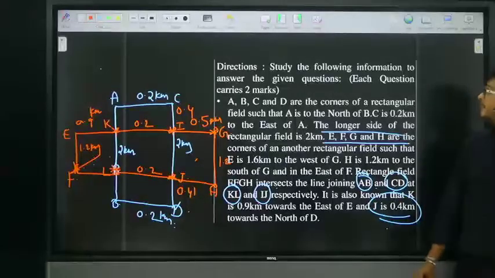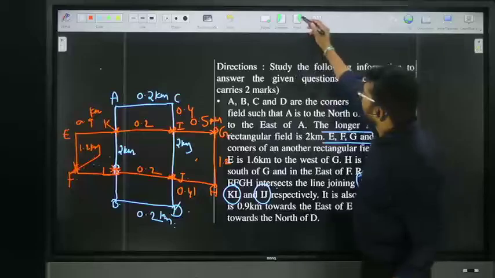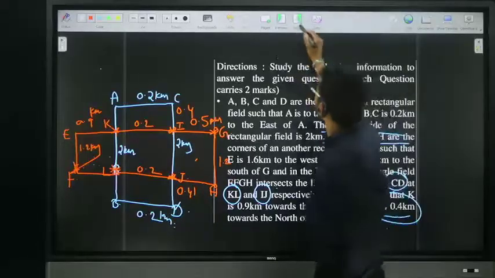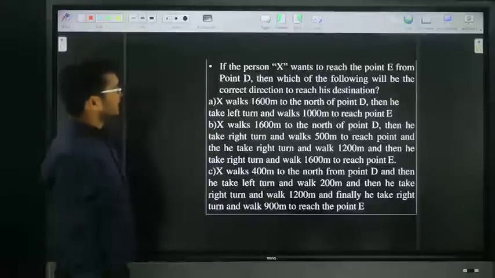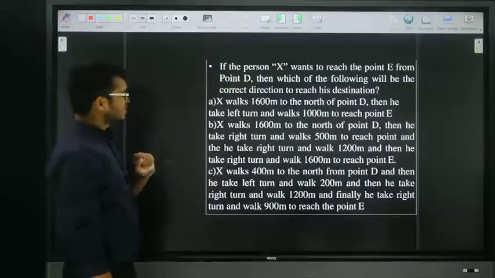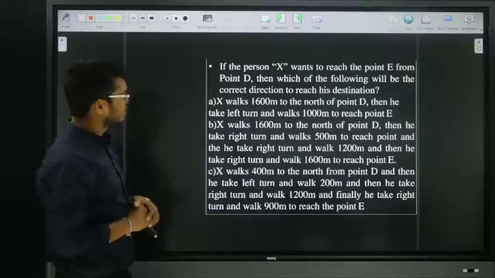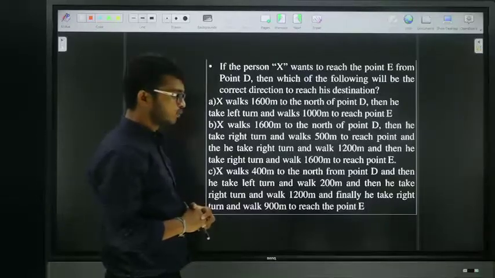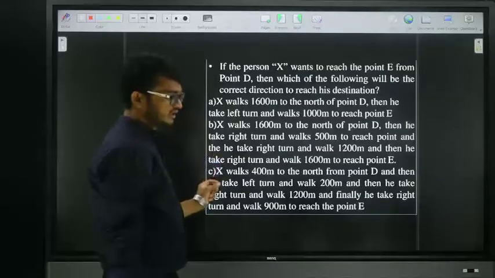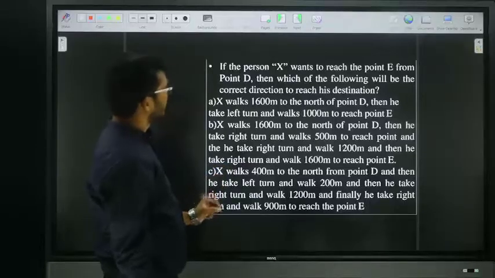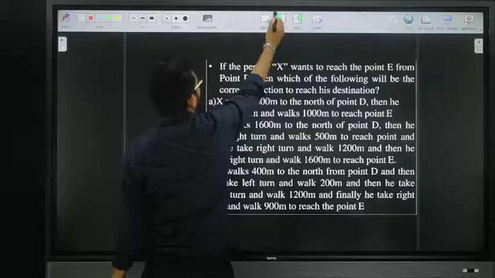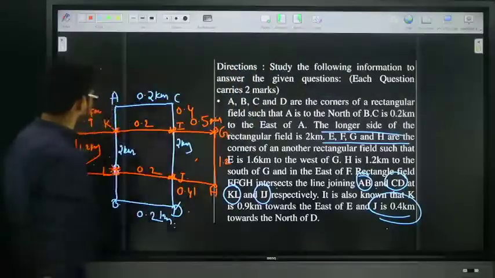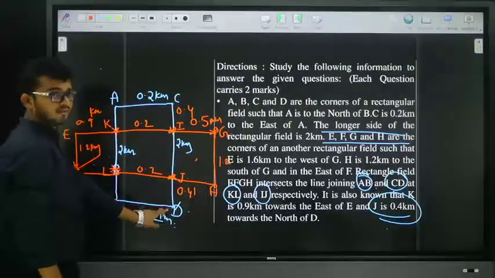Yes, friends, answer for the first question. Given one is what? If person X wants to reach point A from point D, he wants to reach point A from point D. Friends, you want to reach point A from point D.